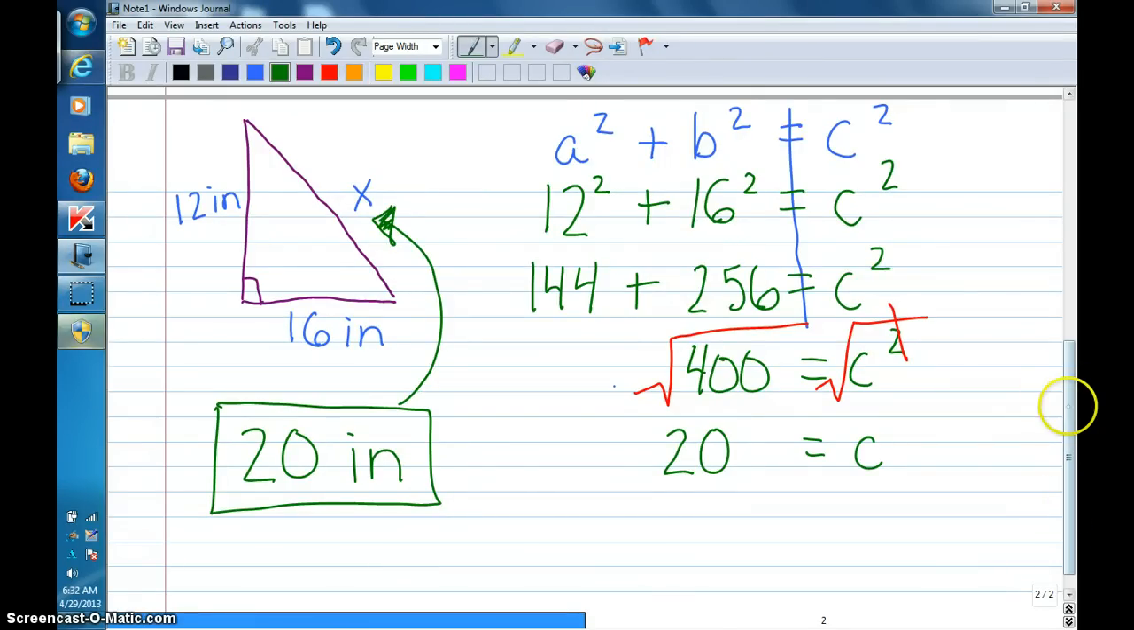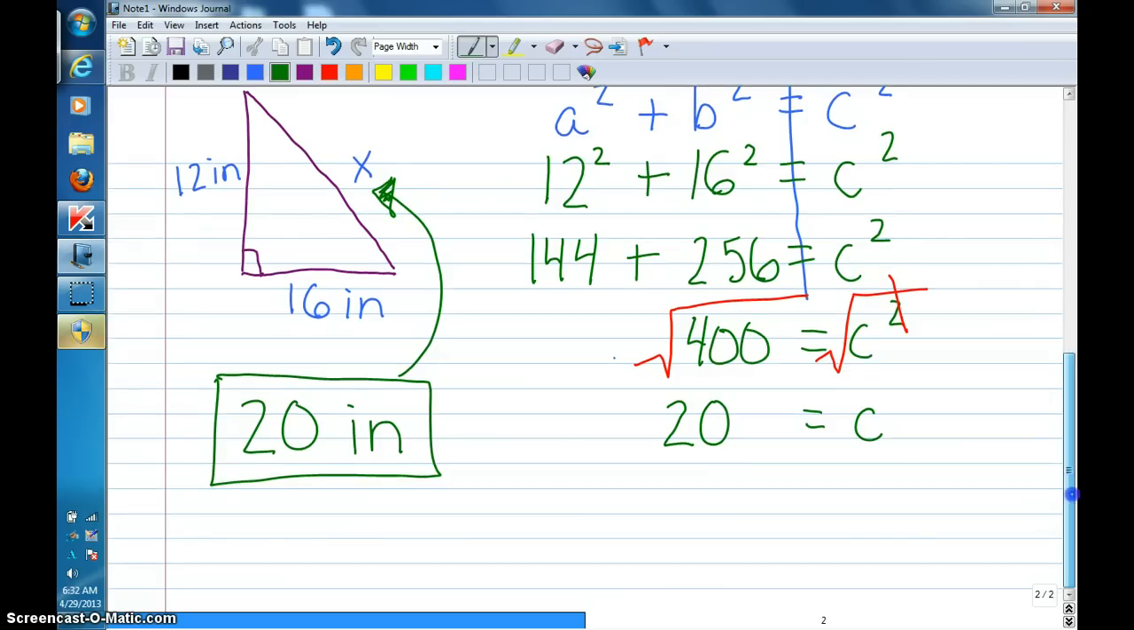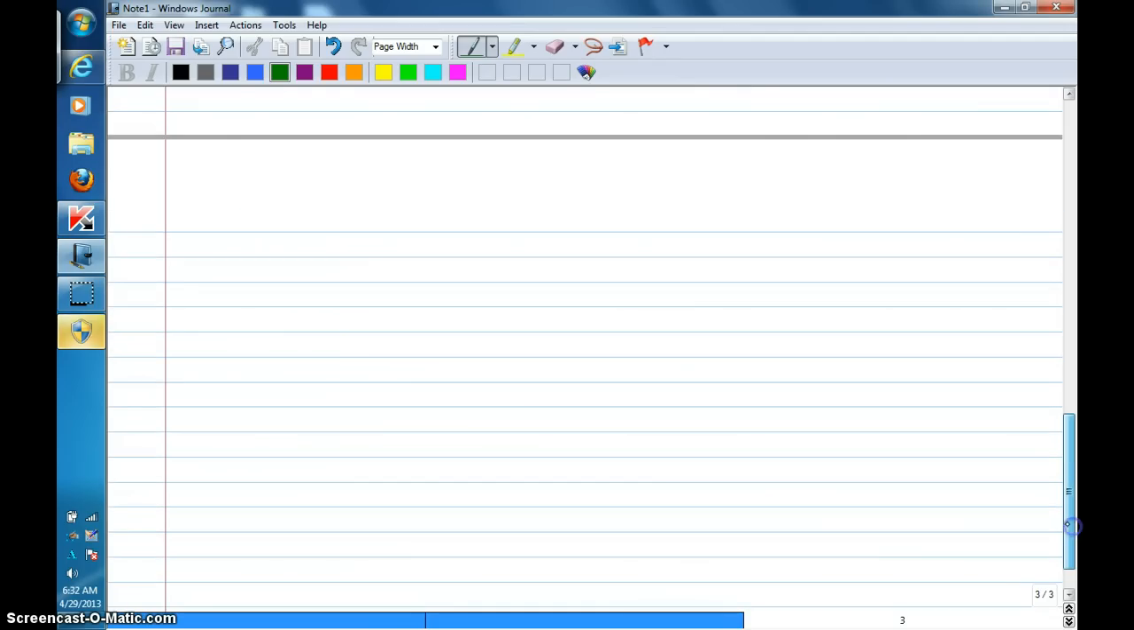We're going to try one more of using the Pythagorean theorem here, and this still goes with example 1 if you're looking in your book. So go ahead, draw a right triangle again.